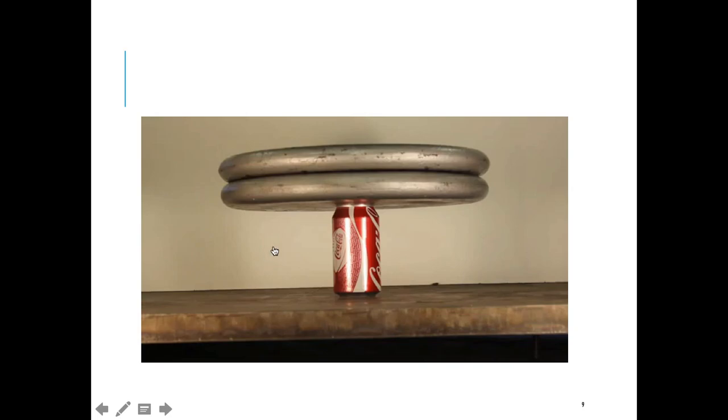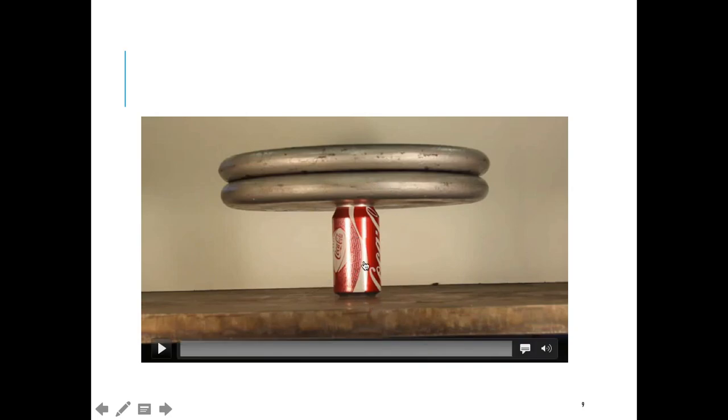So please note that this can is representing my very unslender column with a compressive axial load being applied by the weight of these two discs. And now let's see what happens if I bring in a small disturbance from this equilibrium position to see whether our load is greater than P critical or less than P critical for this system.